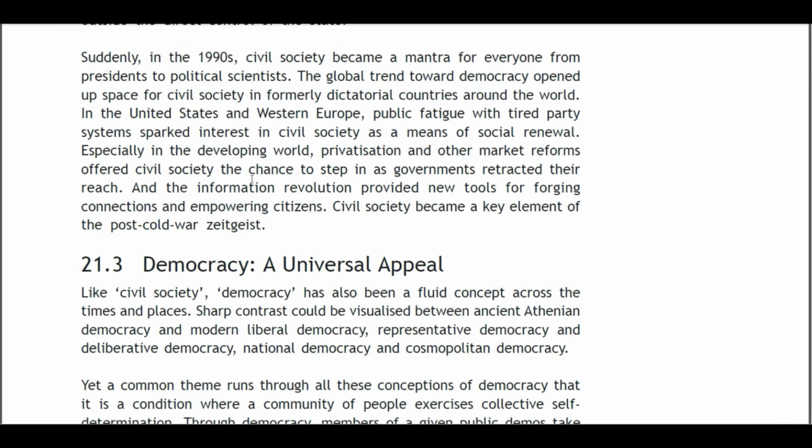Privatization and other market reforms offered civil society the chance to step in as governments retracted their reach, and the information revolution provided new tools for forging connections and empowering citizens. Civil society became a key element of the post-Cold War zeitgeist.